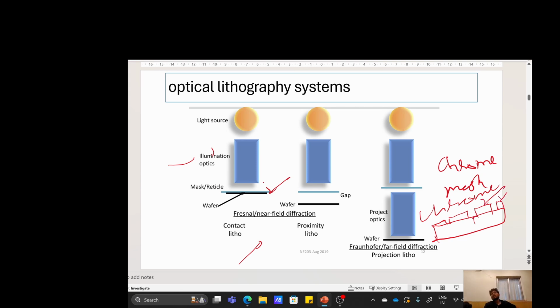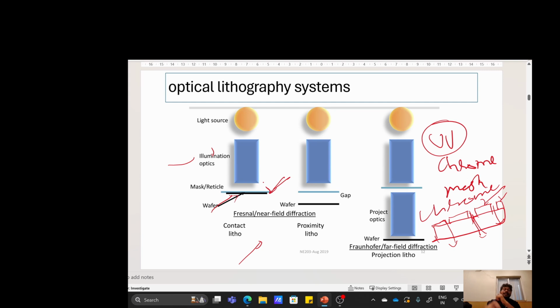And chrome is opaque for UV light. Okay, UV light doesn't pass through the chrome, so the UV light will pass through the openings here, and that is placed over the wafer. This is our wafer, that black color. So UV light will pass through the mask to the wafer. Okay, so whatever the pattern over the mask, that will get transferred over the wafer.